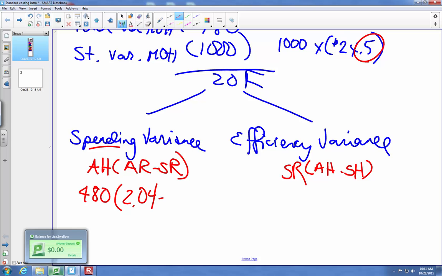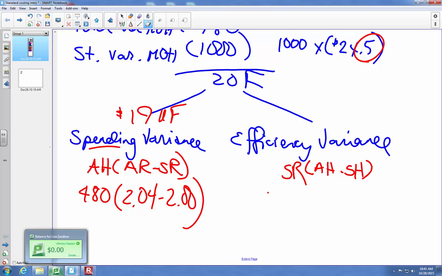$2.04, $2, 4 cents times 480 is about 20 bucks. 19? Is what it says, yeah. Okay, thanks. So is that a favorable or an unfavorable variance? Unfavorable because it looks like I spent about 4 cents an hour more than I planned on. My standard rate here, $2.